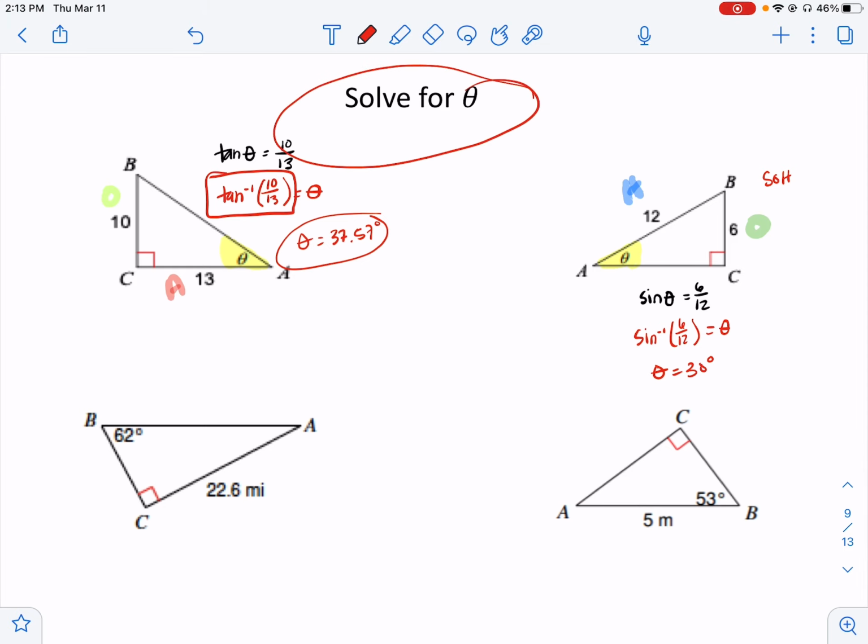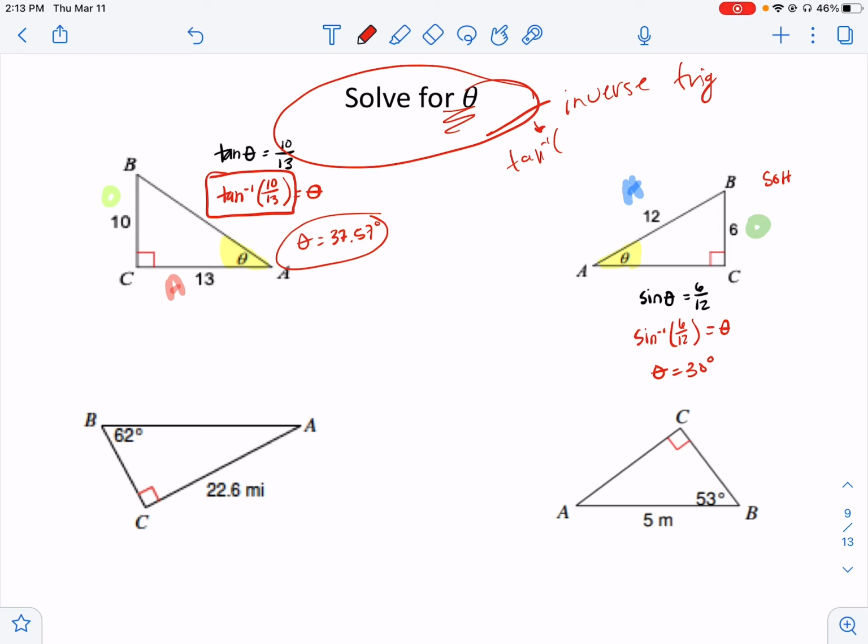Whenever you're solving for an angle, once again, you're going to use inverse trig. And so that is your trig ratio to the negative first. Once again, your calculator does that for you. If you try to put it to the negative first yourself, you're just going to confuse your calculator. So make sure that you're actually finding where your calculator does that function for you.